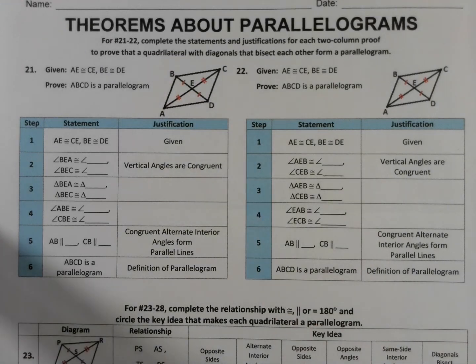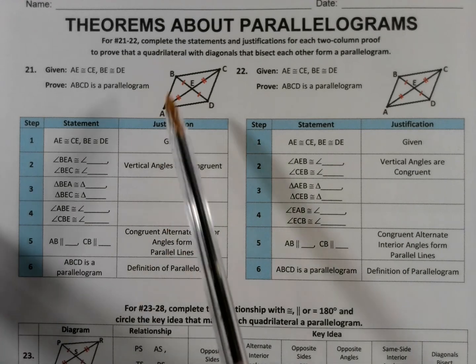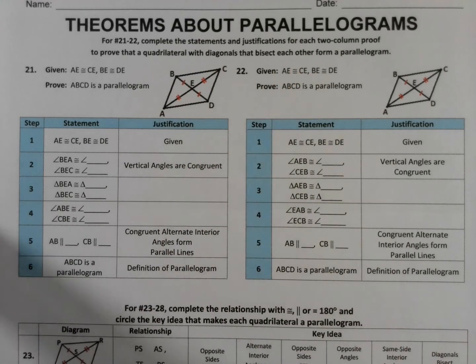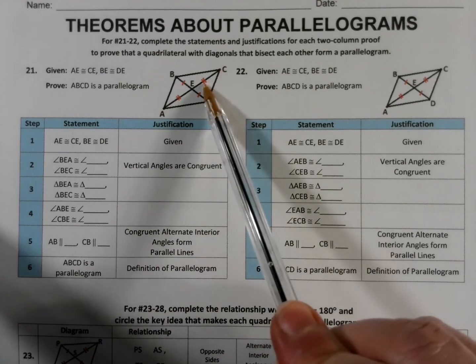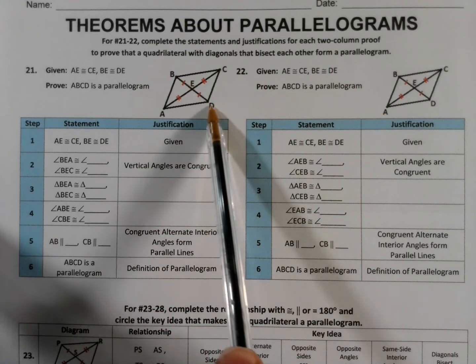Theorems about parallelograms. For numbers 21 to 22, we're going to complete the statements and justification. Each two-column proof, we're going to prove quadrilateral with diagonals that bisect each other form a parallelogram. So here we have AE is congruent to CE. BE is congruent to DE.